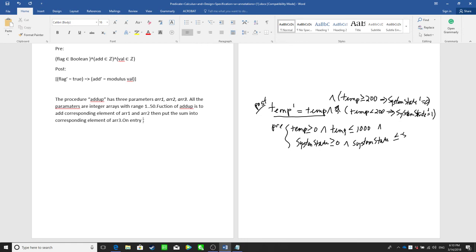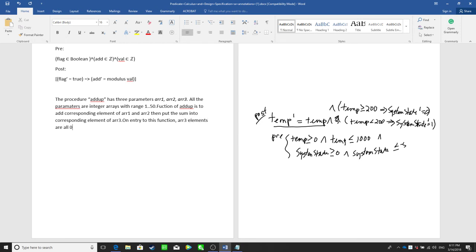On entry to this function, array 3 is 0. Okay, this is a little bit complicated now because we're not dealing with variables, we're dealing with arrays now. We need to think about predicates as well as maybe the quantifier.